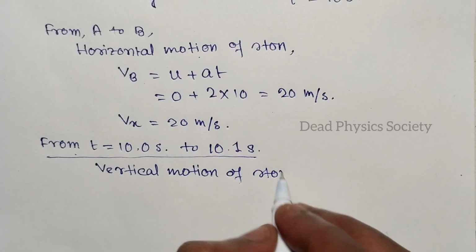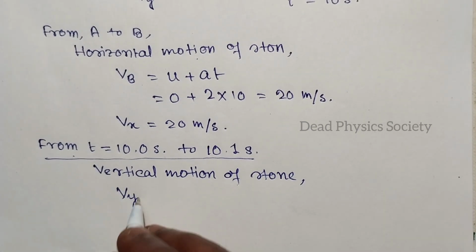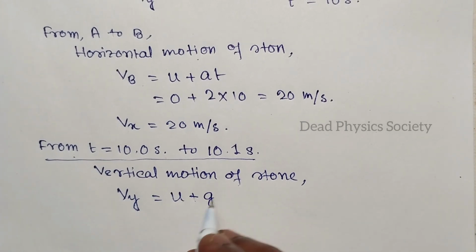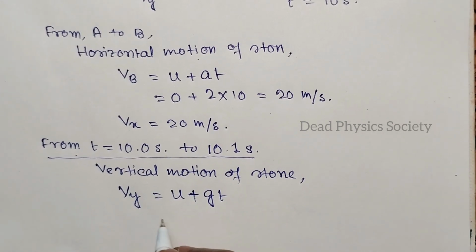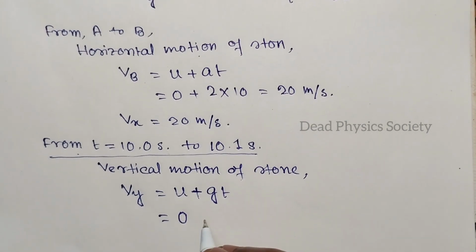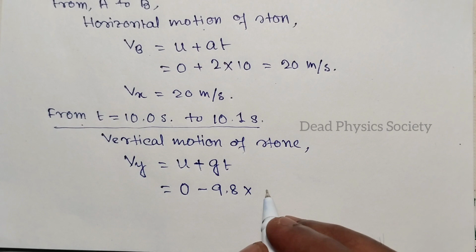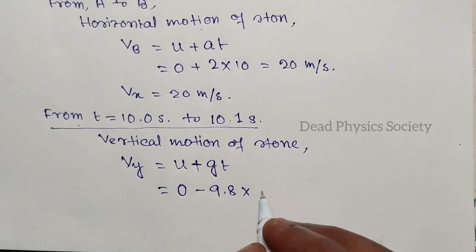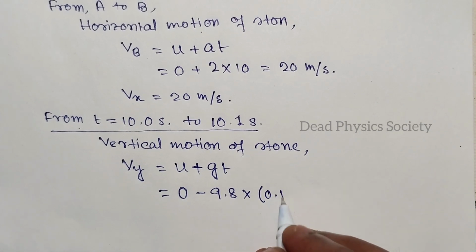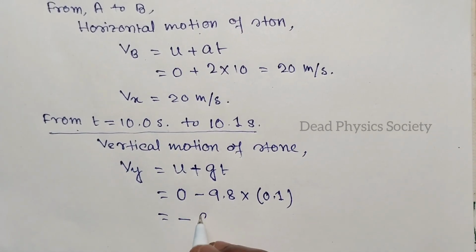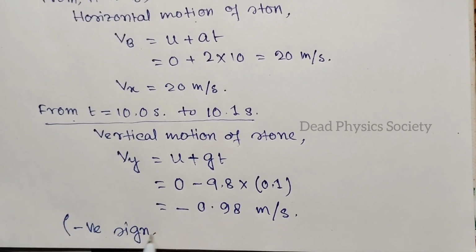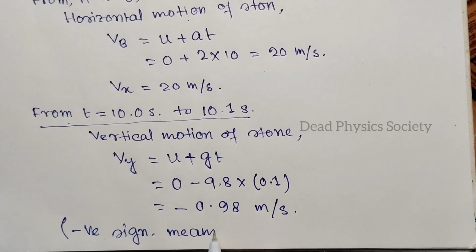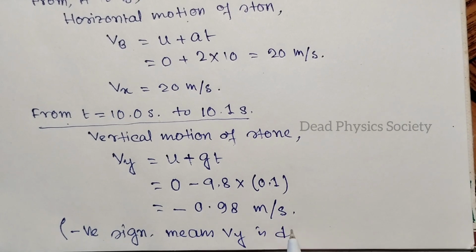মোশন অফ স্টোন আমরা দেখতে পাবো Vy ইকুয়ালস টু u প্লাস gt, বিকজ এখানে ভার্টিক্যাল মোশনটা কে ঘটাচ্ছে? গ্র্যাভিটেশনাল অ্যাক্সেলারেশন, which is equal to u for 0 minus 9.8 into আর টাইম ইন্টারভ্যাল 10 সেকেন্ড থেকে 10.1, তাহলে টাইম ইন্টারভ্যাল হলো 0.1 সেকেন্ড। সো ইট ইজ মাইনাস 0.98 মিটার পার সেকেন্ড। এখানে নেগেটিভ সাইন means Vy is downwards.